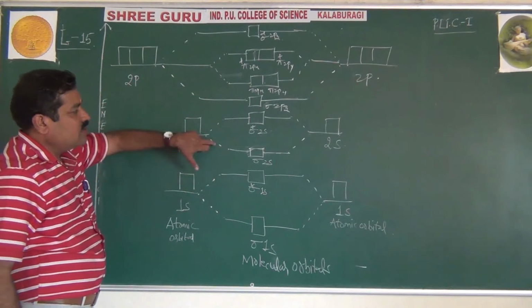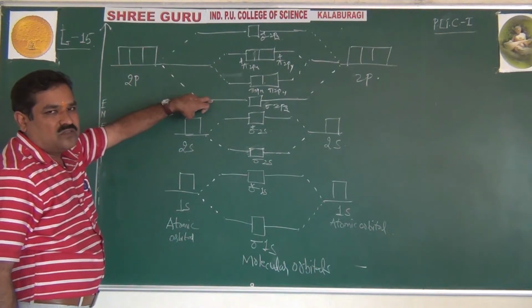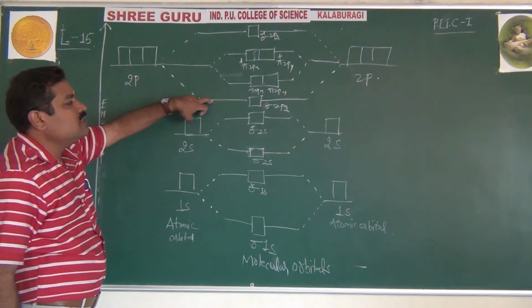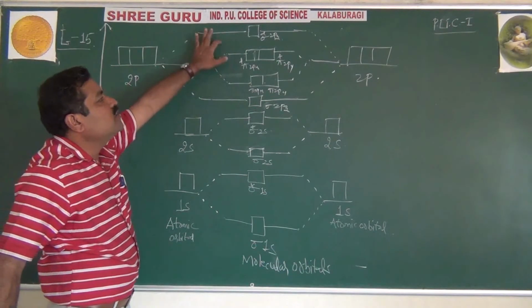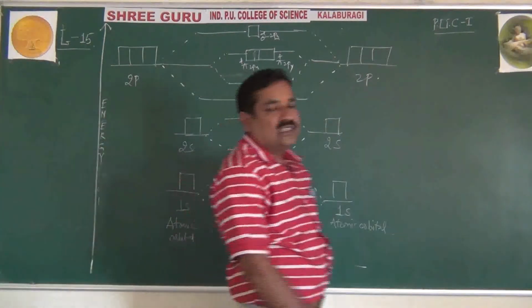First 1s, then 2s, then 2p. In 2p, 2px, 2py, 2pz. That's only 2px, 2py. They form pi molecular orbitals. And sigma 2pz will form sigma molecular orbitals. Got it? This is the background of the energy level diagram.